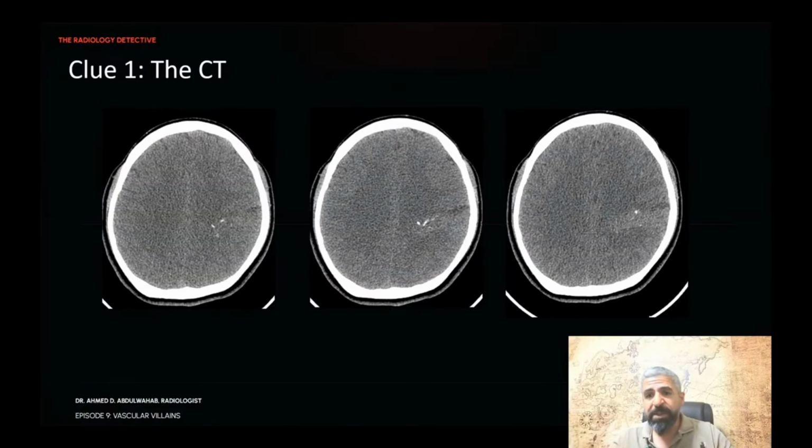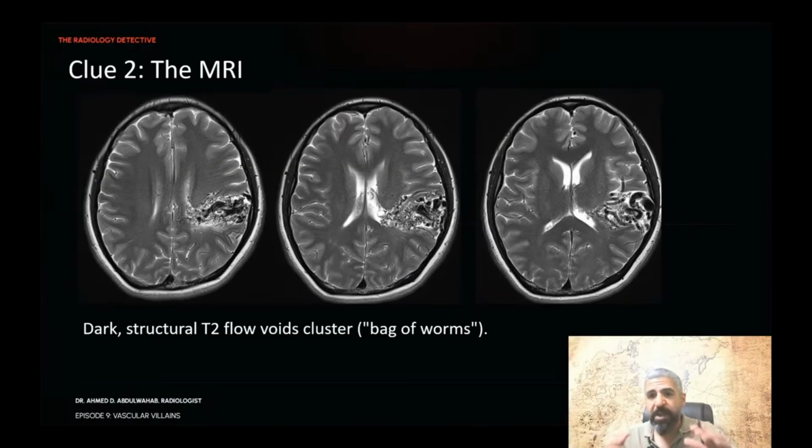Her CT shows calcified squiggles, but we need an MRI to see the dynamic culprit. You can see a few foci of calcification here, here, and here. It's not very interesting, but we need the MRI to see what's going on there in detail. So let's go to clue number 2, the MRI. Look at this T2 weighted MRI. There is no normal brain parenchyma here or here or here.